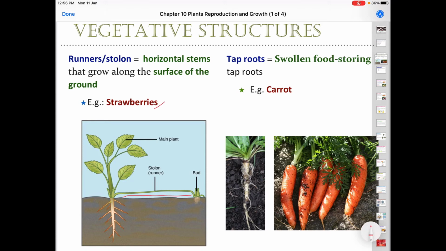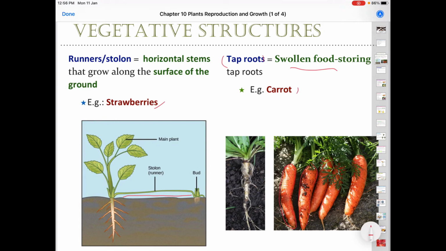So the taproot. We have learned previously that we have two types of root, taproots and fibrous roots. But the vegetative structure for taproots refers to the swollen food-storing root. An example is the carrot. The structure of the carrot is like a taproot structure.